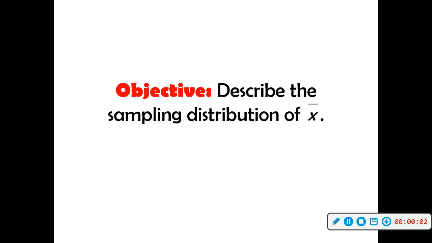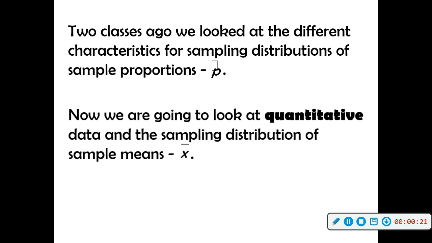All right. So, a couple classes ago, we talked about sampling distributions of sample proportions, or p-hat. Today, we're going to be looking at what if we are looking at a sampling distribution of our sample means. So that kind of just repeats what we talked about. For our sample proportions, that's when we were looking at categorical data. Now we're going to be looking at quantitative data.